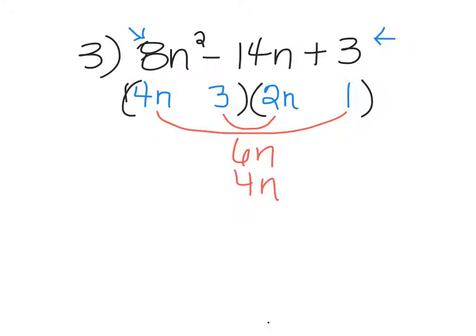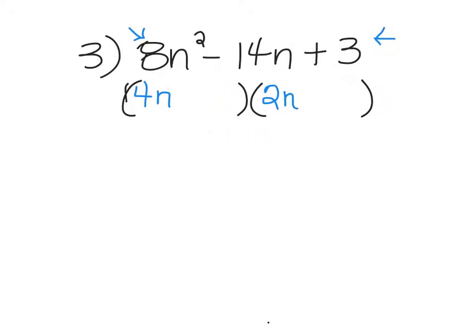So even if I play with the signs, the positives and the negatives, the most I can ever get out of this is a 10n. So that's not going to work. I just did that to let you guys see that sometimes it's like a puzzle. You just have to play with it. So what I'm going to try now is switching the 3 and the 1.